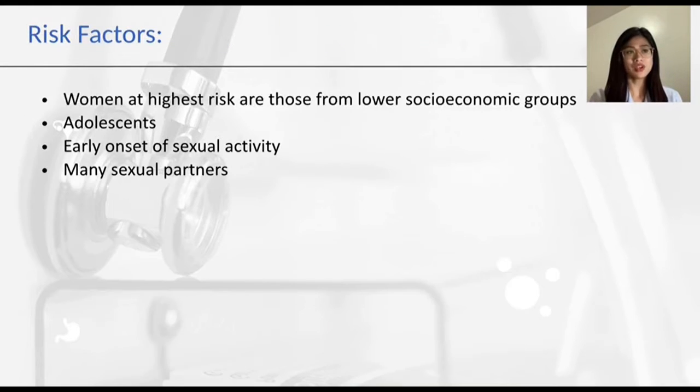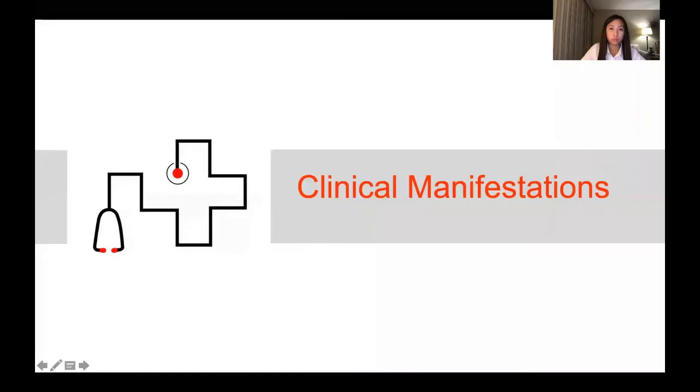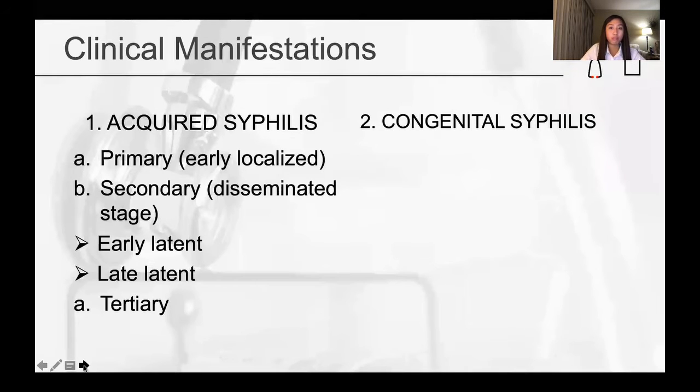Risk factors: women at highest risk are those from the lower socioeconomic groups, adolescents, early onset of sexual activity, and having many sexual partners. For the clinical manifestations, syphilis can be divided into two, acquired and congenital. For acquired, it can be divided into three.